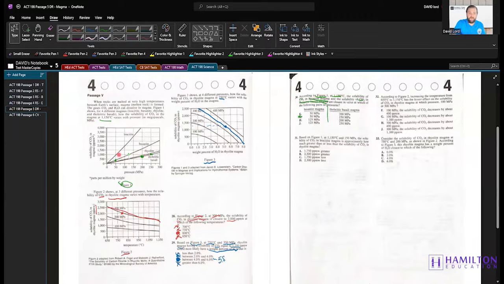J, 125 and 250. Well, they're basically on the same grid lines. So these are exactly the same. So that is why the answer is J.